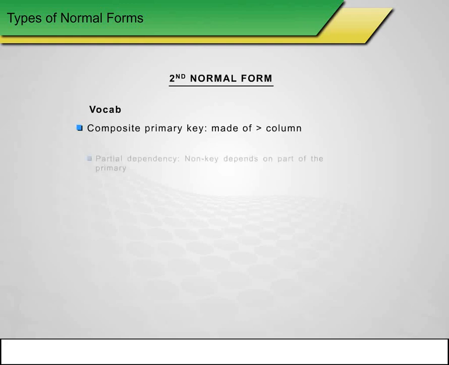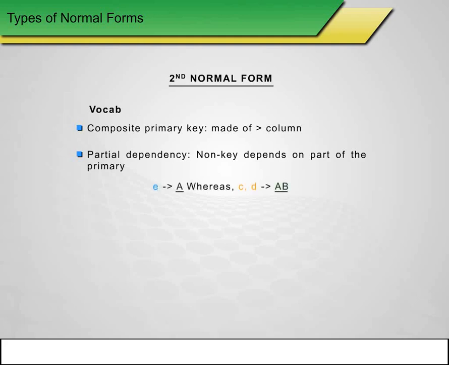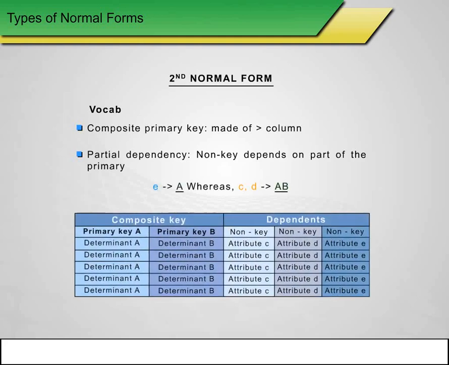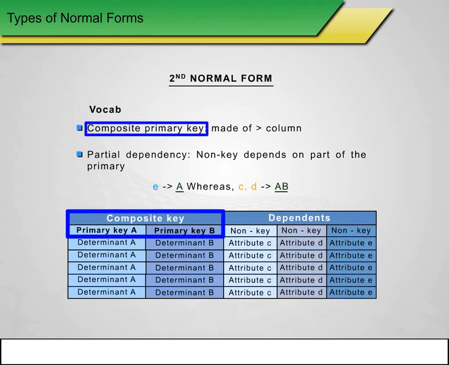Second normal form, vocab: composite primary key made of more than one column. Partial dependency: a non-key attribute depends on part of the primary key. E implies A, whereas C, D implies AB.